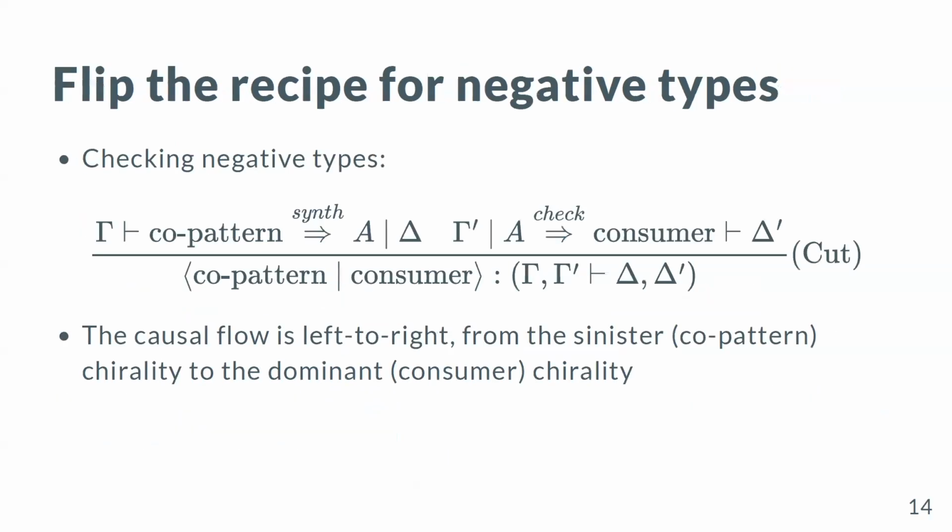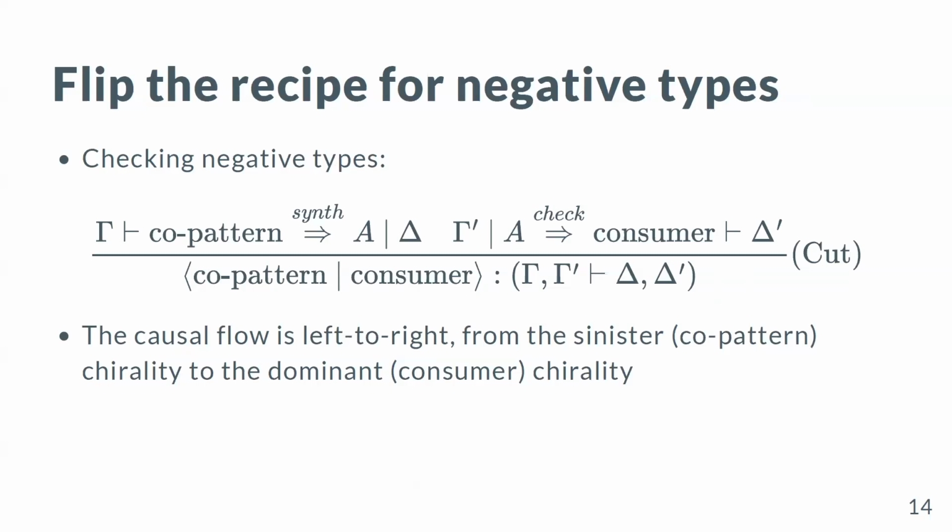So in the negative fragment, you start with a producer, which is a co-pattern for some co-data, and this is the thing with the binders now. And you cut it with a consumer, which is the simple thing like a projection, which doesn't have any binders and is very easy to check. So you synthesize the type of the co-pattern and check the primitive consumer against it. And so the causal flow is now left to right, from the co-patterns to the consumers.